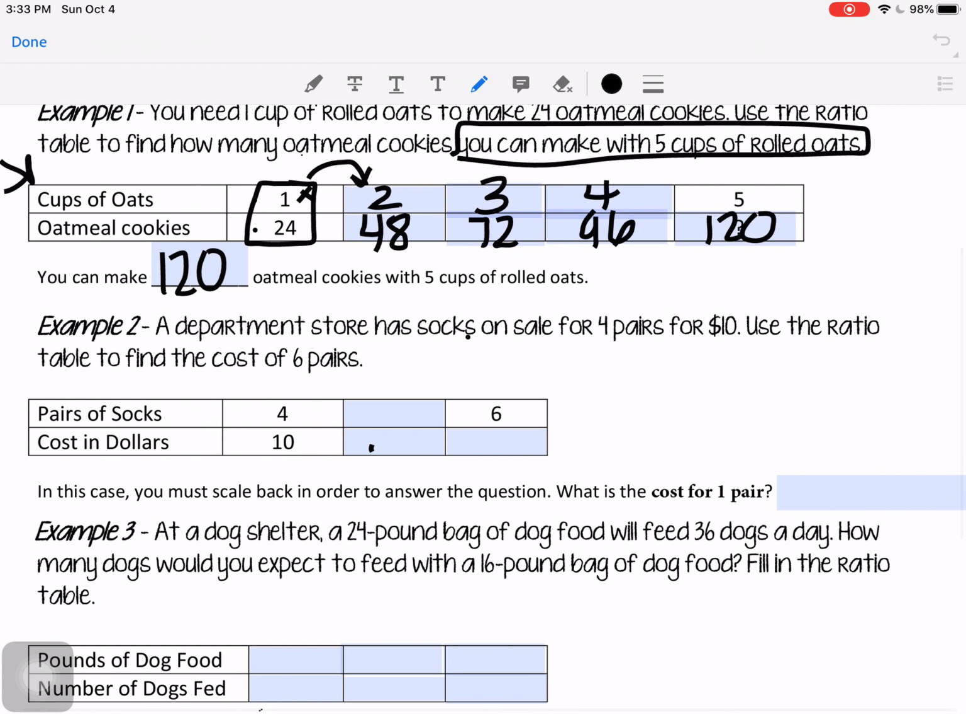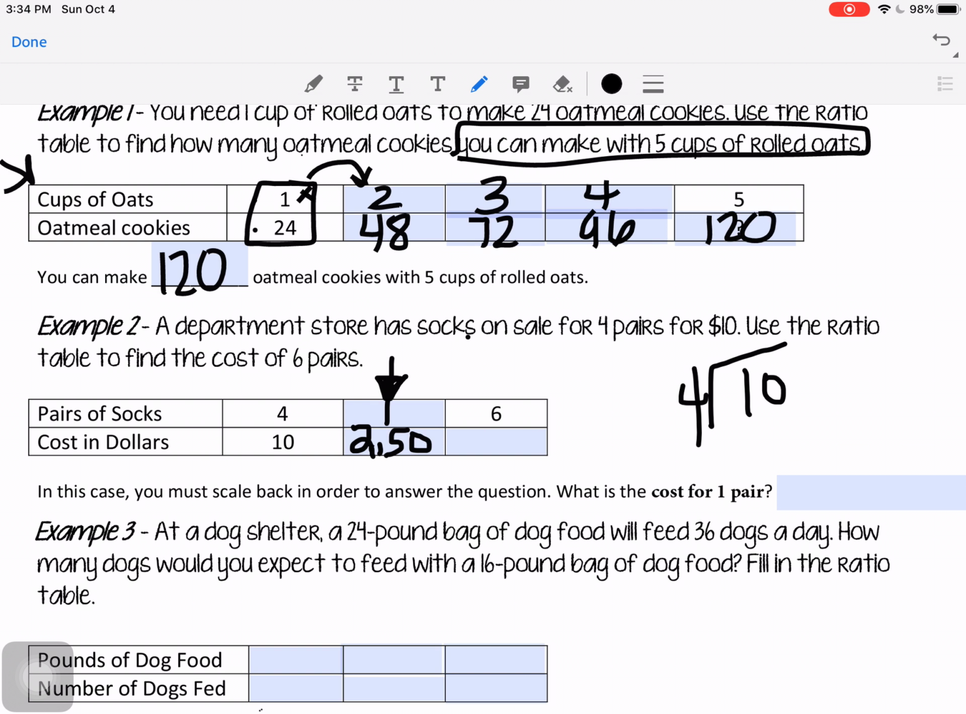Example number 2. A department store has socks on sale for 4 pairs for $10. And we're going to use a ratio table to find the cost of 6 pairs of socks. All right, so the first thing we want to do is find the unit rate. And in order to find the unit rate, that means we're going to divide the cost by the number of pairs of socks. All right, so when we divide 10 by 4, we get $2.50. So 1 pair of socks costs $2.50.